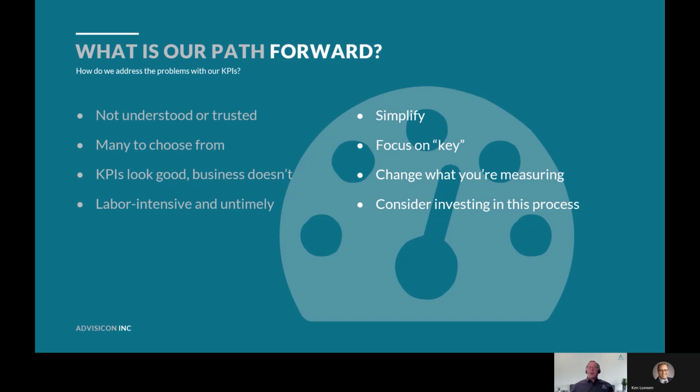If the KPIs look good, but they're not actually reflecting the strength of the business, then change what you're measuring. Your KPIs need to be aligned to the strategies you have for success, so that if a KPI says that you're performing strongly, there is a general understanding and agreement that you're performing strongly. And then if the process for gathering your data and distilling it and reporting on your KPIs is labor intensive and untimely or unwieldy, consider investing in improving this process.